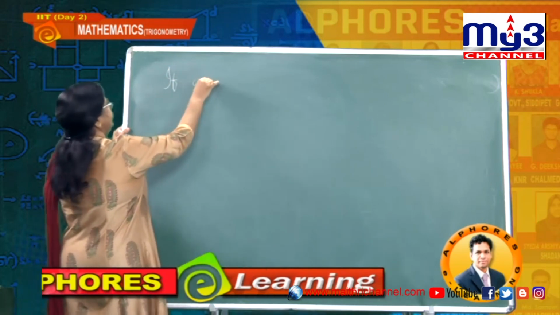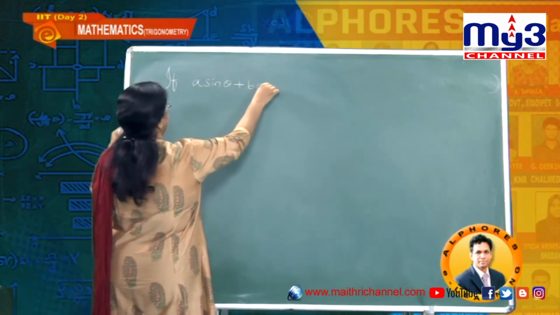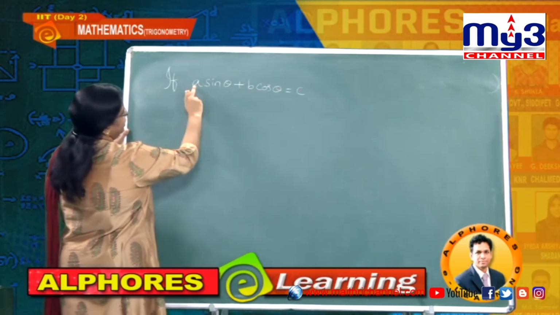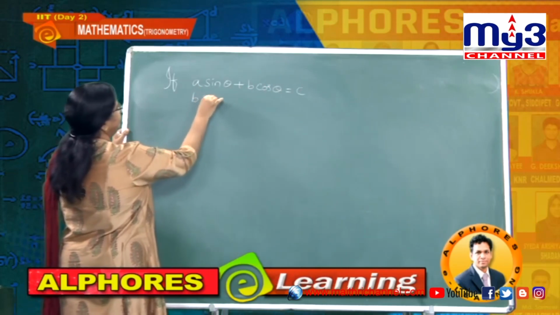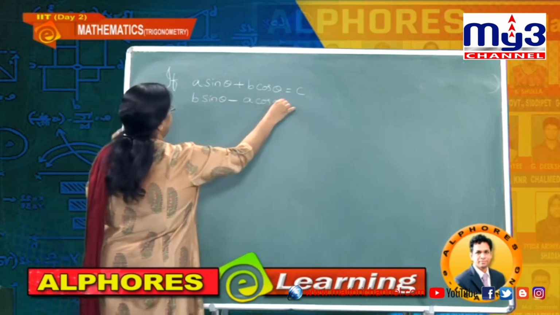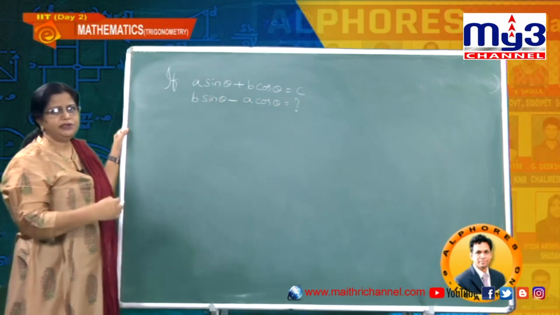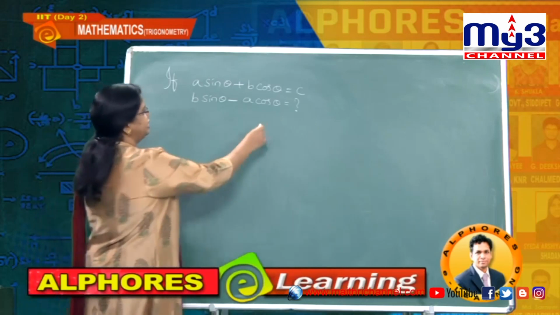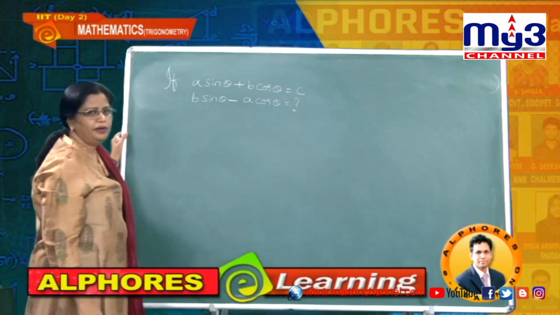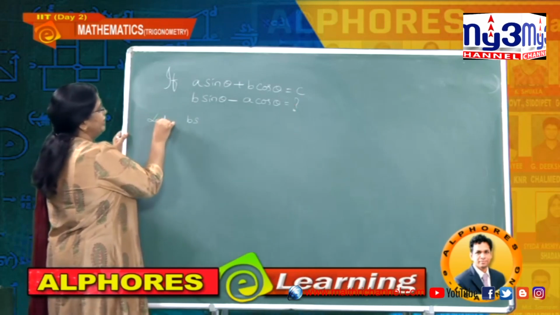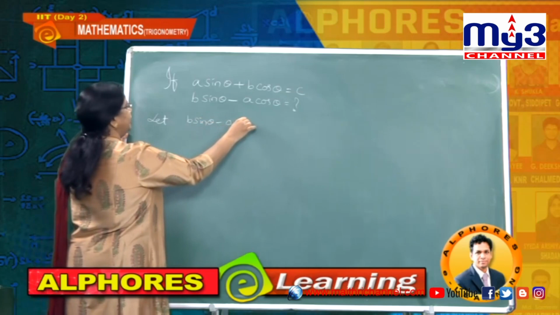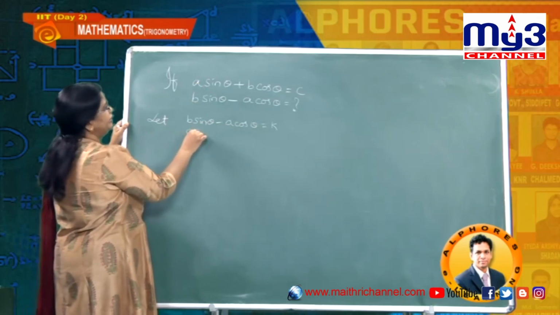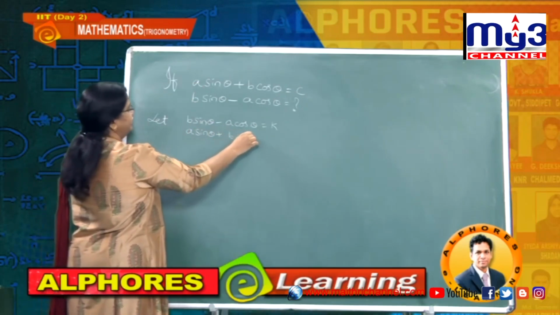If a sin theta plus b cos theta equal to c, then what is the value of, I am just taking reverse, that is b sin theta minus a cos theta, what is this value? Okay. So this also many times we require direct formula, you can derive now. I am taking this value as suppose k, this is the requirement. Now I am taking b sin theta minus a cos theta equal to k. So let this value be k. Then given value is a sin theta plus b cos theta equal to c.